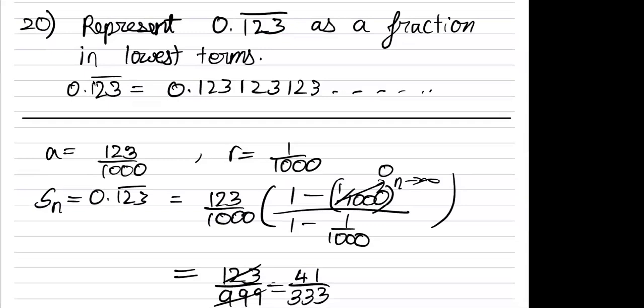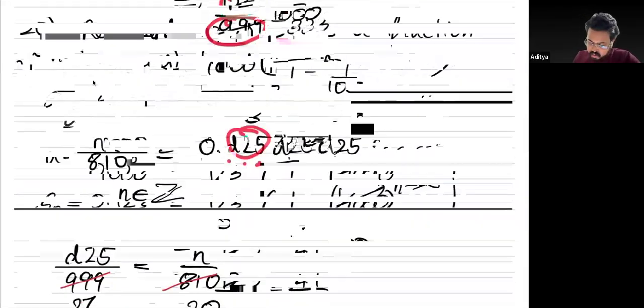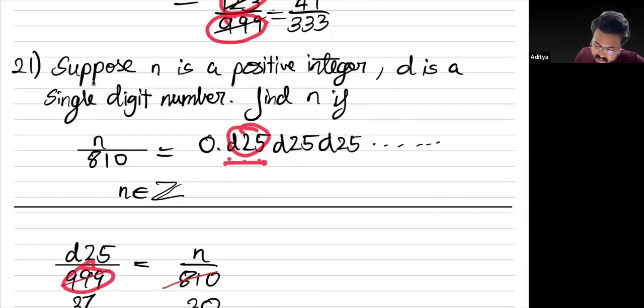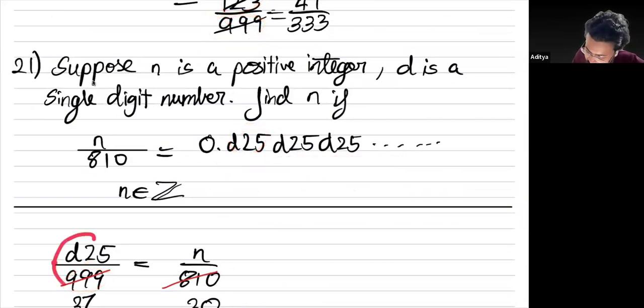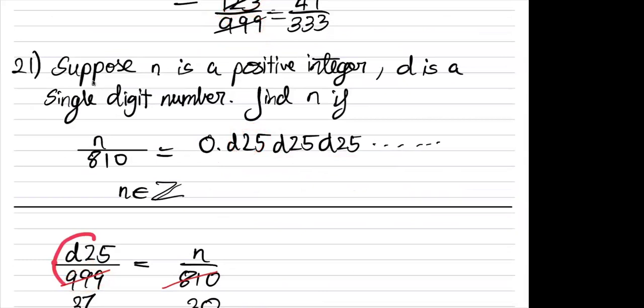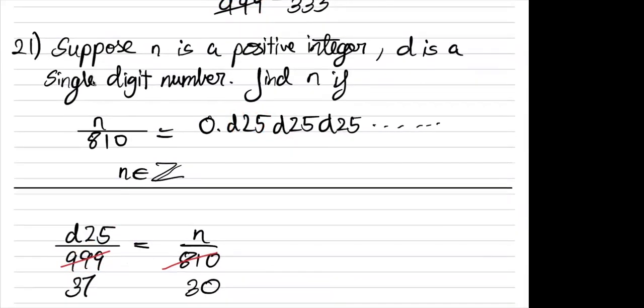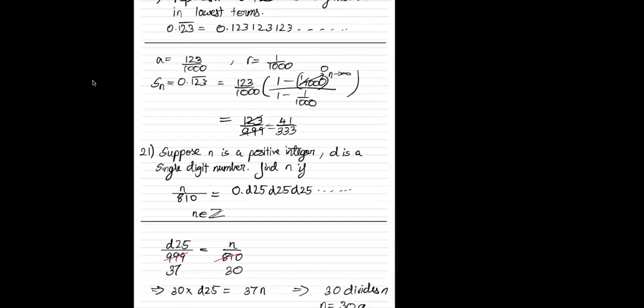Your voice is breaking. I couldn't hear you. Repeat. Yes, sir. Whatever I did in question 20, I applied it again for question 21. Is my voice clear? Yeah. But could you just explain the logic behind making it 999?